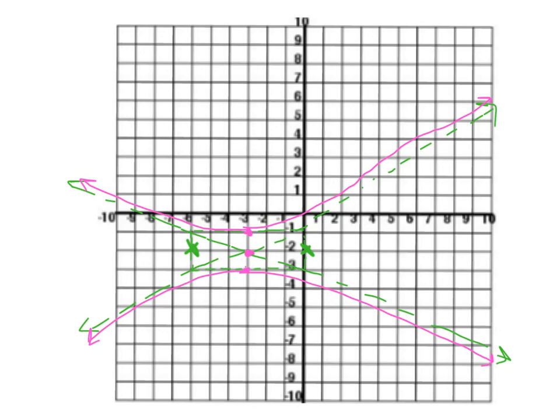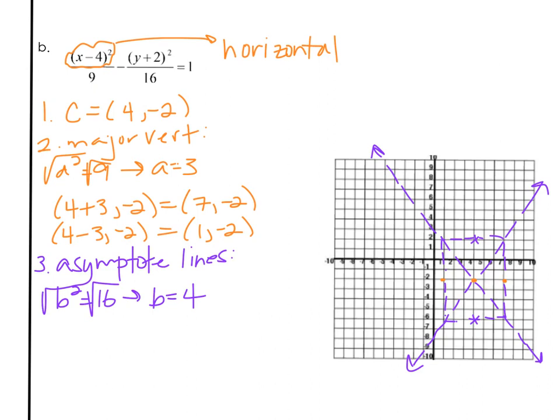All right, I'm going to have you guys try the last one. See if you can find some of those key features, and then we'll go through it together. So actually pause the video, try to determine the center and the major vertices, see if you can create the asymptotes by drawing in that rectangle. When you think you have it, press play, and we'll see how you did. All right, let's see how you did.